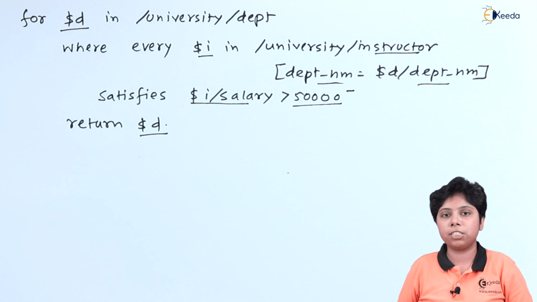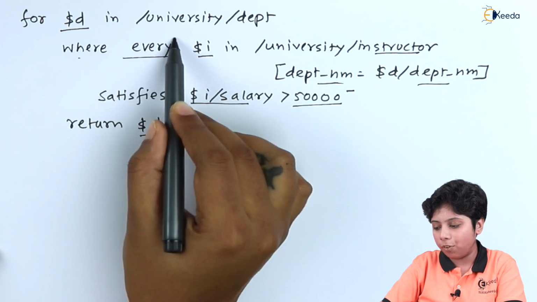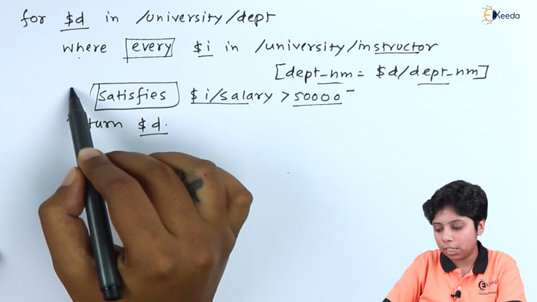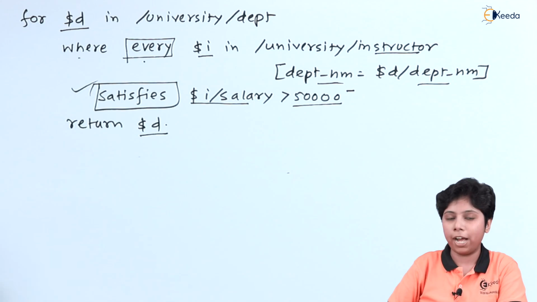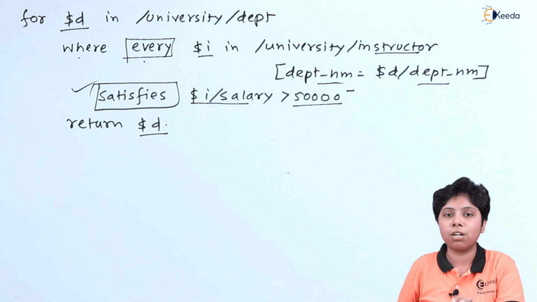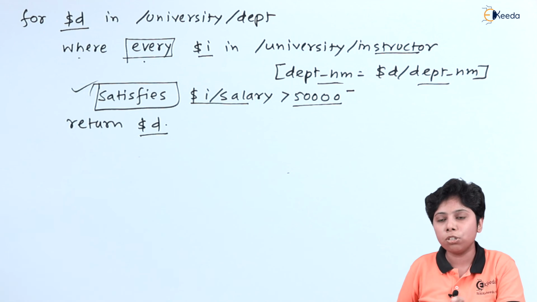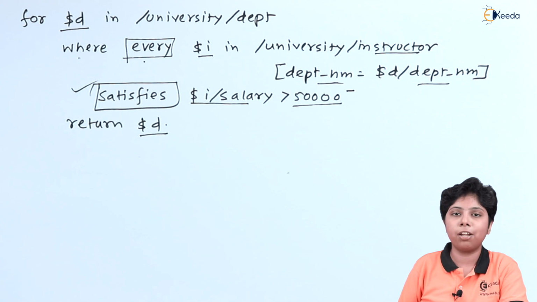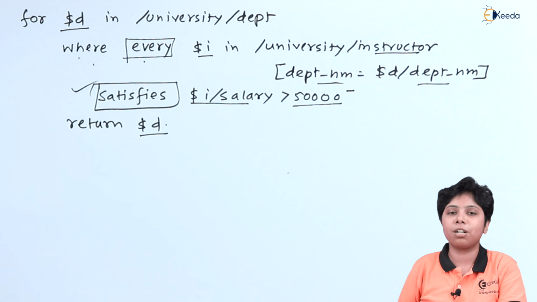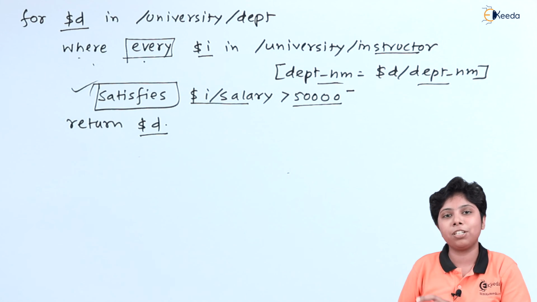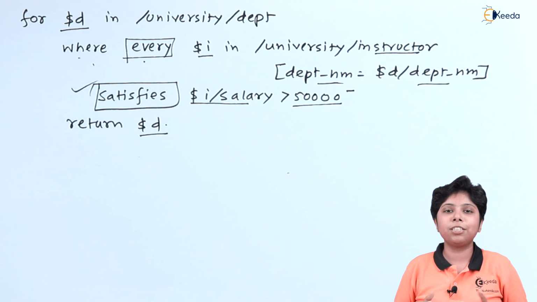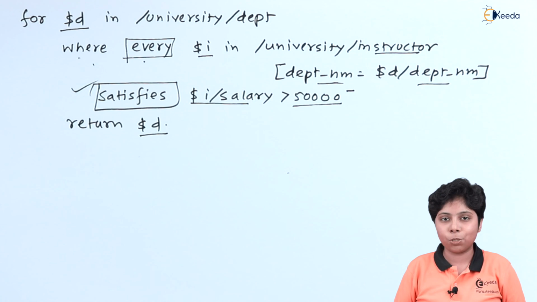In this way it uses the keywords every and satisfies, that is, every $i, meaning each of the instructors in that department, should have a salary greater than 50,000. It can also be used as some $i, where some of the instructors are paid in the 50,000 range. So these are some other features included in XQuery.